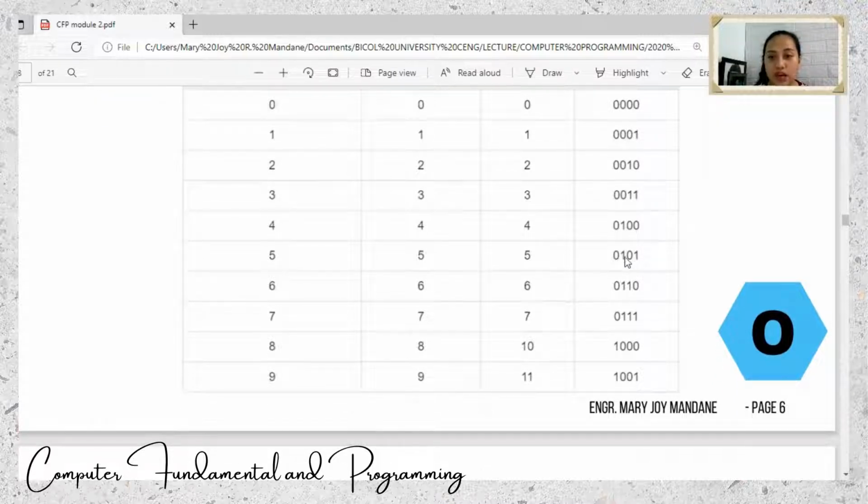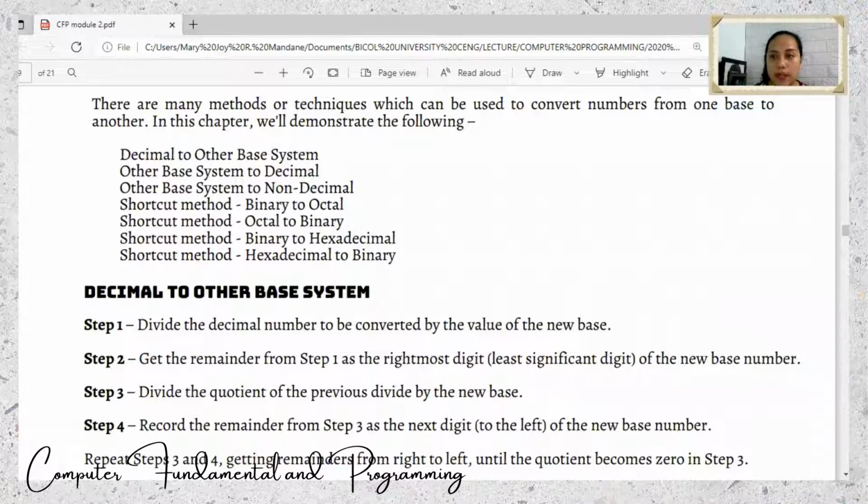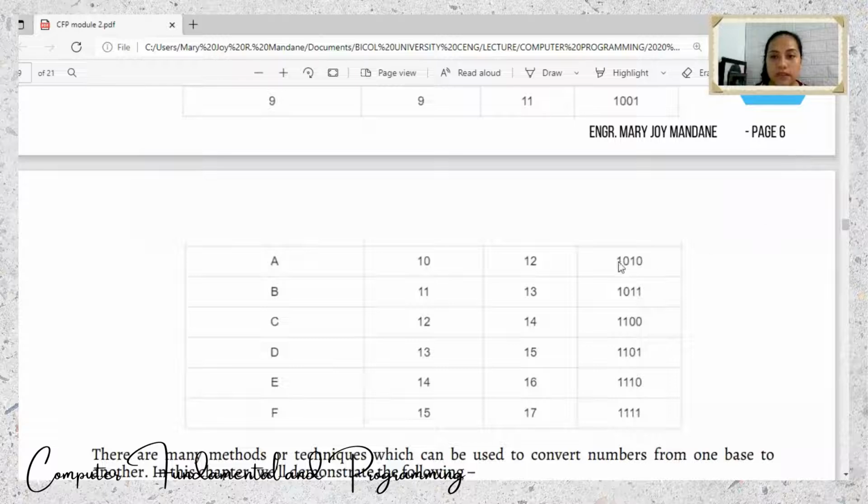Then 5 is 0101, then 6 is 0110, and 7 is 0111, and 8 is 1000, 9 is 1001. Okay, balikan natin. Then, balik naman dito sa 10, 1010, then 11, 1011, 12, 1100, then 13, 1101, and 14, 1110, and 15 is 1111.